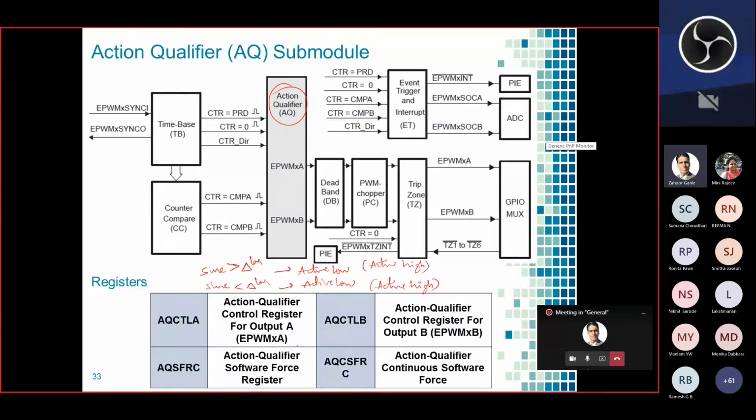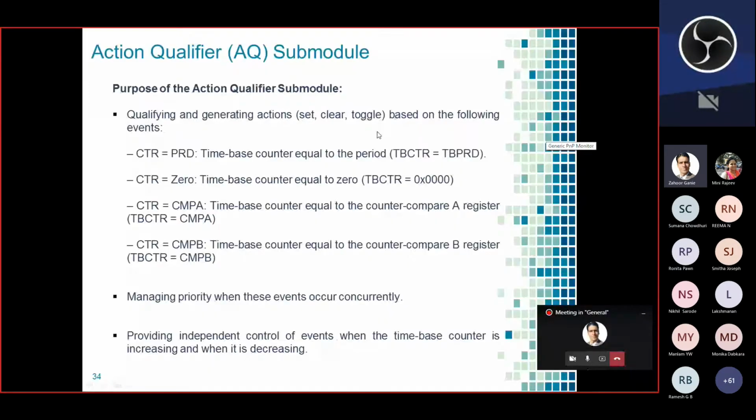So that is done by using this action qualifier, and it is very, very important to know about it. The purpose of the action qualifier submodule is that it will do three operations: set, clear, toggle.